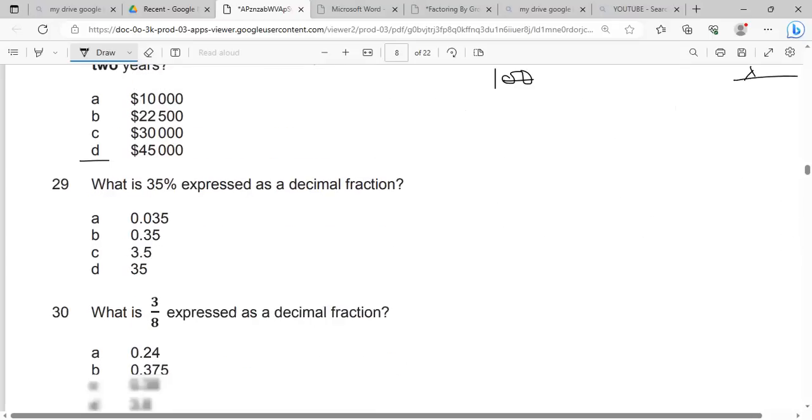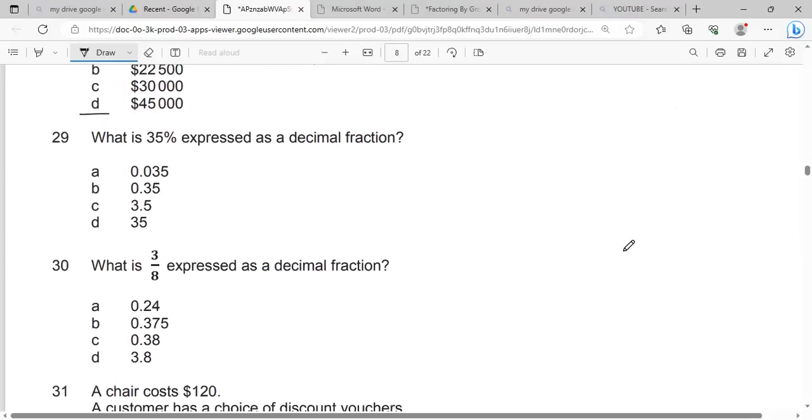All right, let's look at 29. What is 35% as a decimal fraction? So we have 35 over 100, which is 0.35. So that would be this.